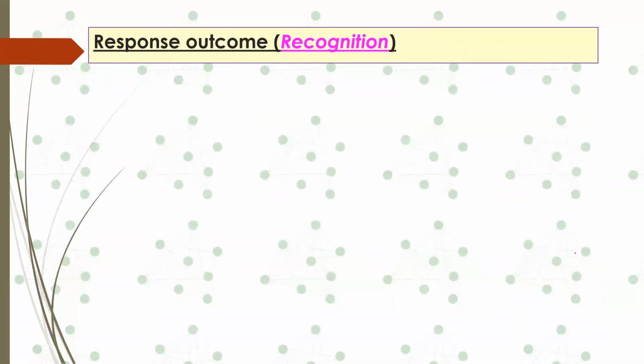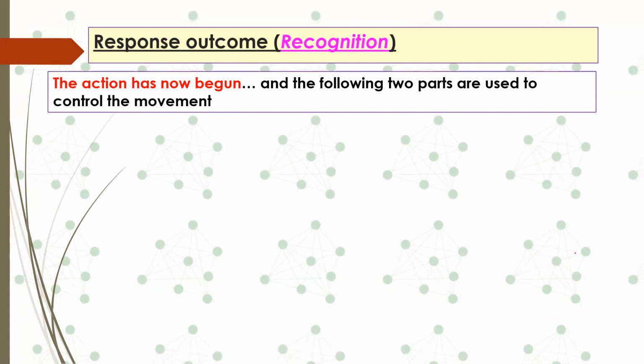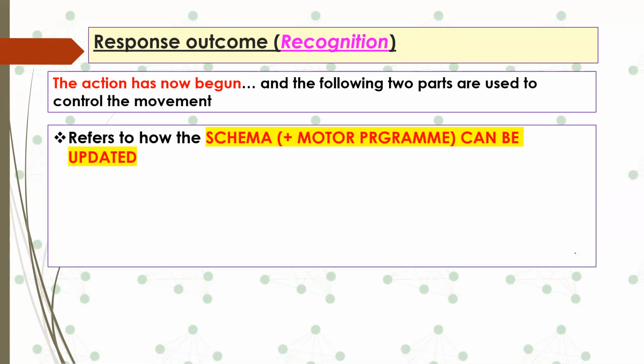So the last one in these processes, response outcome, and then this is the final one to do with recognition schema. So as we said before, the action's now up and running. You've made these slight adjustments. This part of it isn't so much to do with control. This is more to do with the one before. But this one is to do with how the schema and potentially the motor program, which is stored in the long-term memory, can be updated.